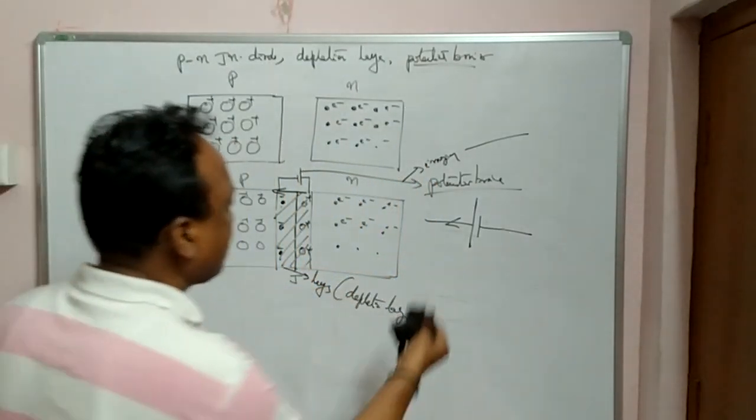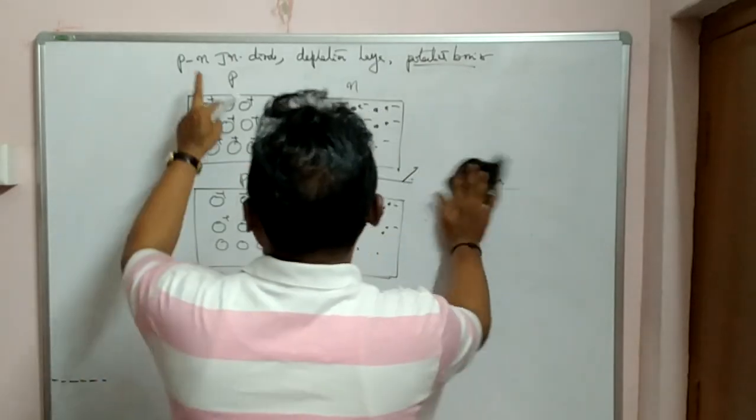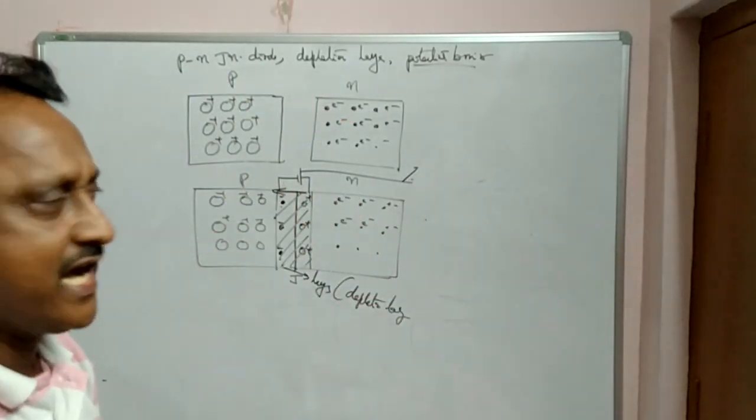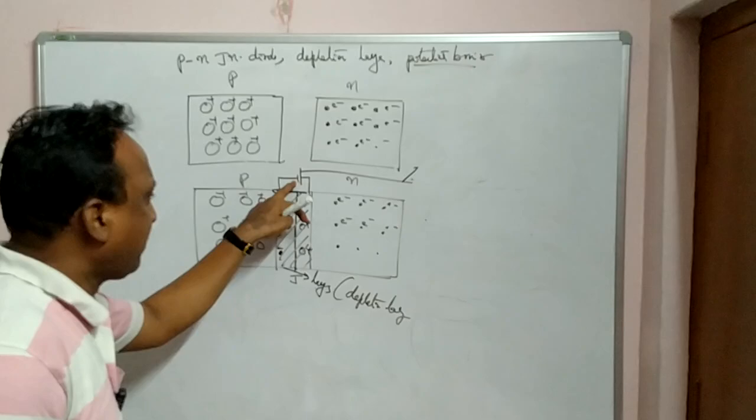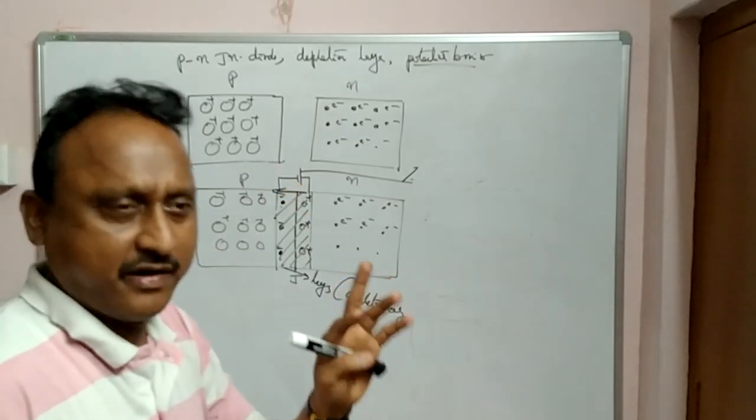Clear? Right. So this is about the PN junction diode, depletion layer, and potential barrier. Whatever the barrier potential is, it is an imaginary one, not a real one.